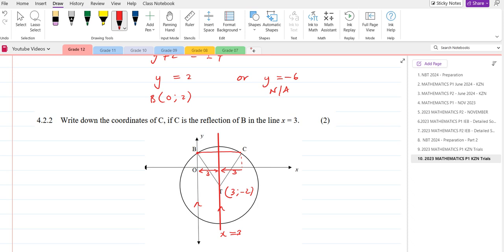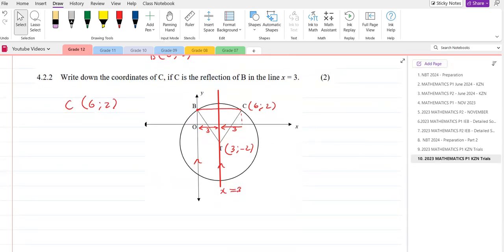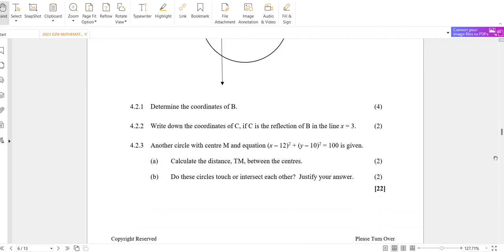Because it's a reflection about this line, it's reflected across. So you're going 6 units to the right. So the coordinates of C will be (6, 2), because the coordinates of B have the same horizontal y. So therefore (6, 2) is the coordinate of C. Right, so simple problem. Moving on to the next problem here.